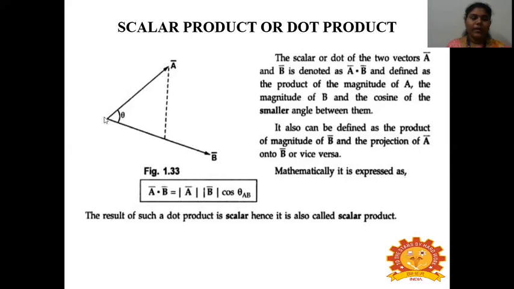That is, which two vectors we are going to multiply and the angle between them. So it can also be defined as the product of the magnitude of B vector and the projection of the A vector onto B, or vice versa. The mathematical representation is A vector dot B vector equals modulus of A vector into modulus of B vector into cos theta of AB. This AB represents which two vectors we are going to multiply. The resultant of such a dot product is nothing but a scalar. Hence we call it a scalar product.